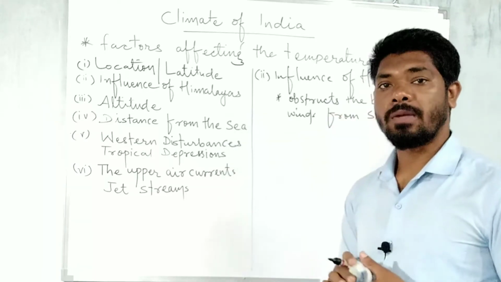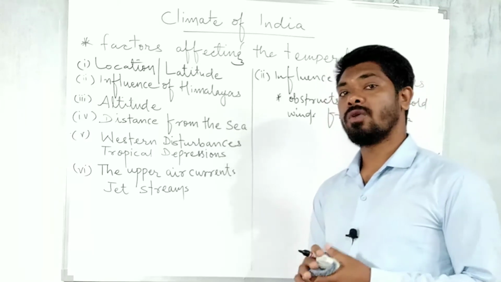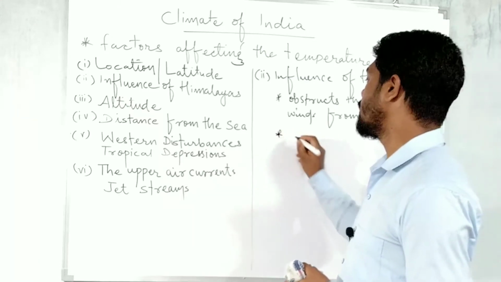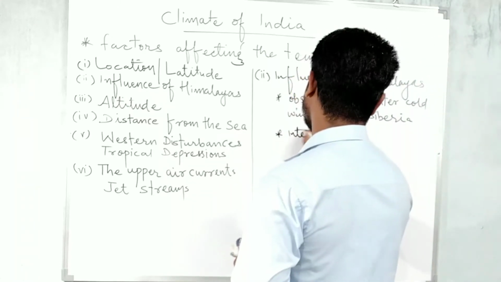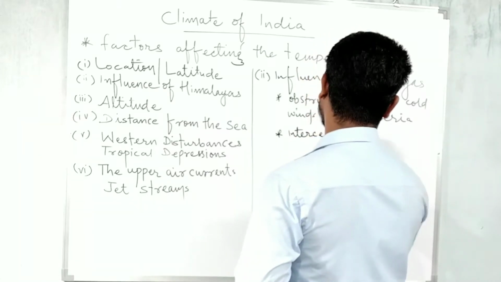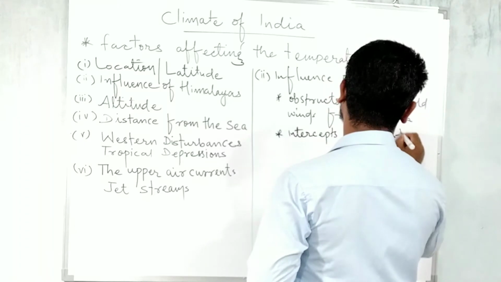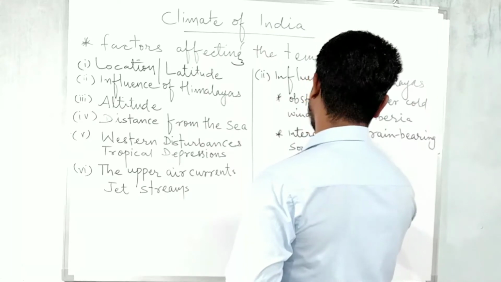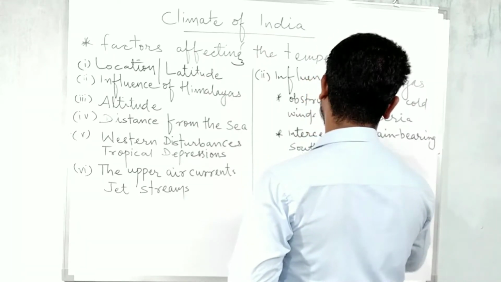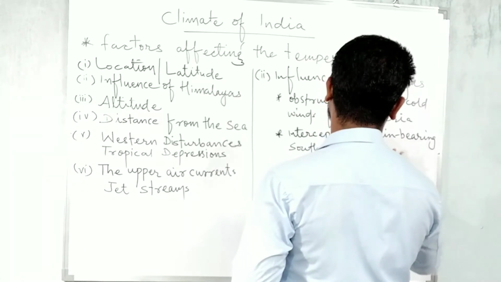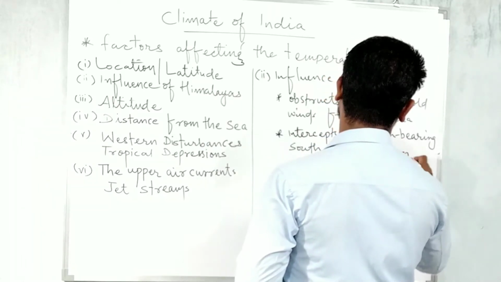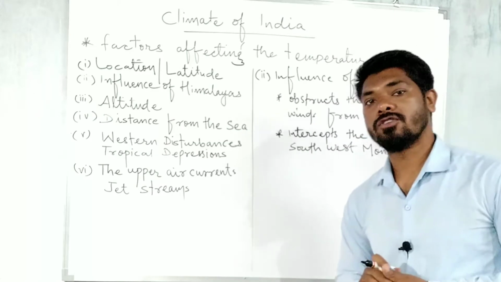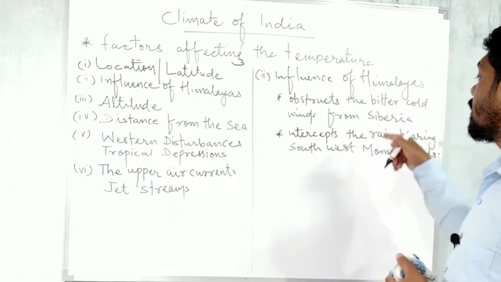Otherwise, without the presence of Himalayas, India would have been a very cold country and we would have been experiencing snowfall, right, during winter season. The second one is that it also intercepts the rain-bearing southwest monsoon winds. So the second role of Himalayas is that it intercepts the rain-bearing southwest monsoon winds.